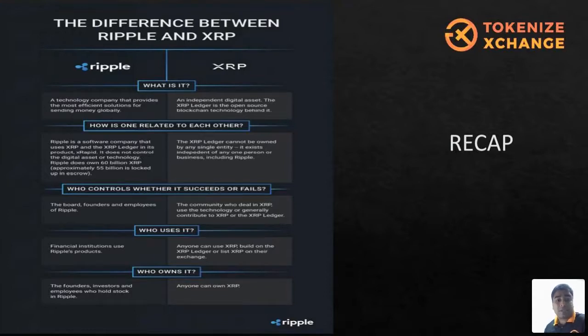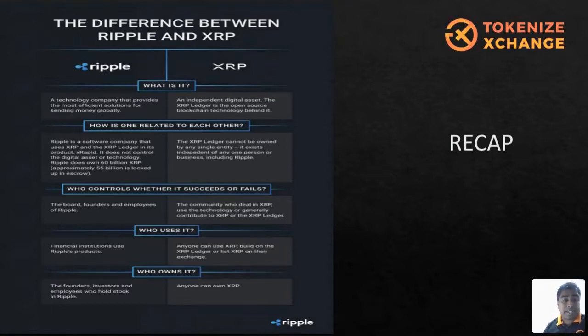There is a lot of difference between Ripple and XRP. People get confused that Ripple and XRP are the same thing. Just to let you know, Ripple and XRP are not the same thing. Ripple is the company. XRP is the cryptocurrency for Ripple. Ripple is a technology company that provides the most efficient solution for sending money globally. Ripple has a tendency to cripple the business nature of financial institutions, basically traditional banking methods. On the other hand, XRP is an independent digital asset.